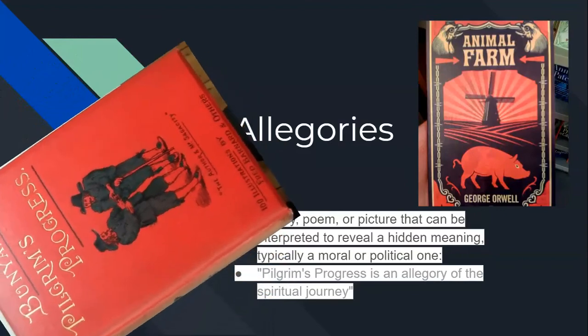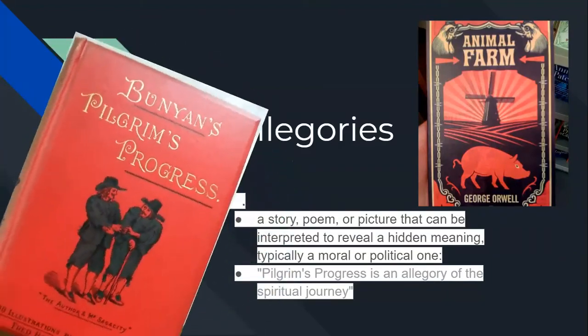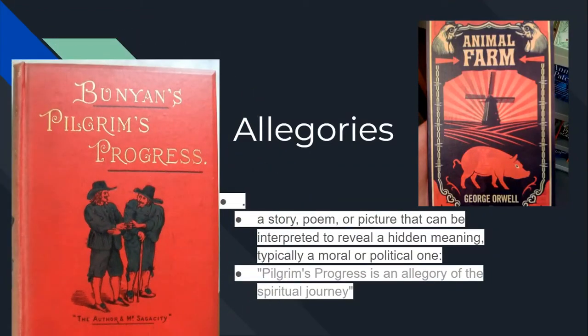Several allegories are also used as literary devices. Now, an allegory is a story, a poem, or a picture that can be interpreted to reveal a hidden meaning. So it adds a layer to your writing. Some examples of allegorical books are, of course, what you see here: Bunyan's Pilgrim's Progress and George Orwell's Animal Farm. Animal Farm is a political allegory, and Pilgrim's Progress is a spiritual allegory.